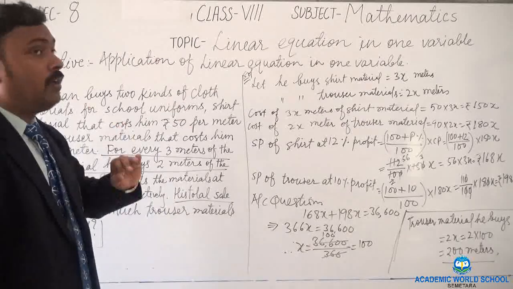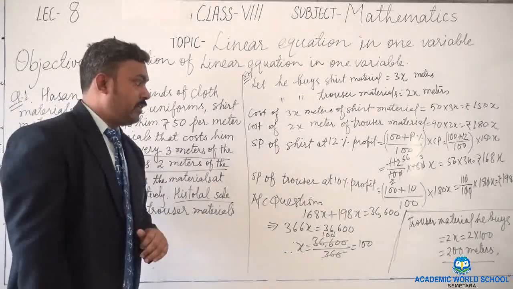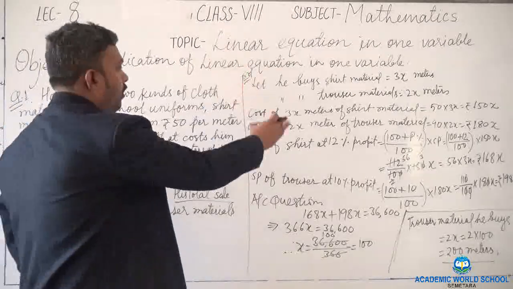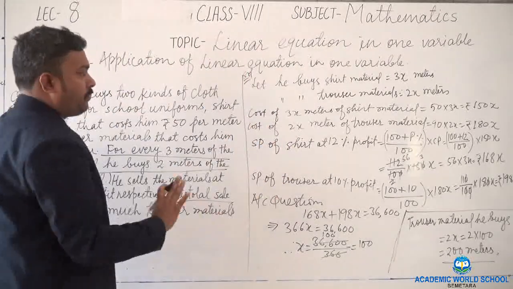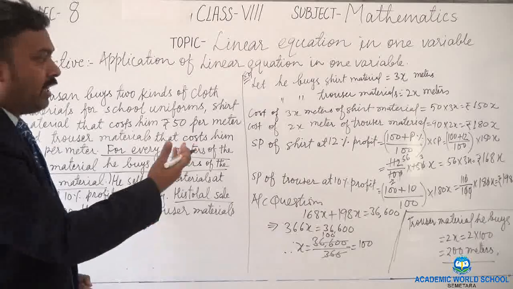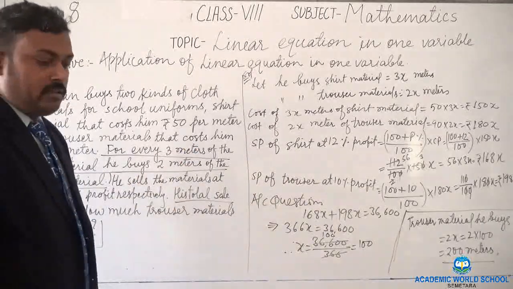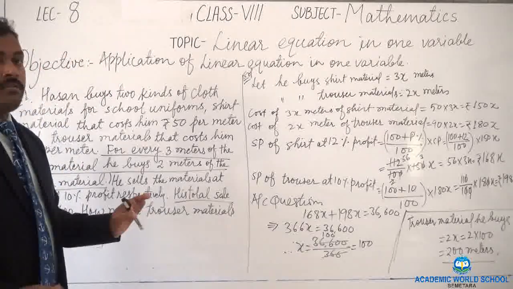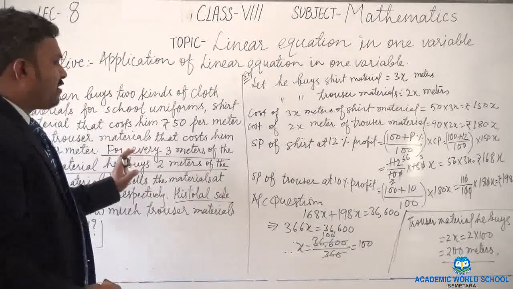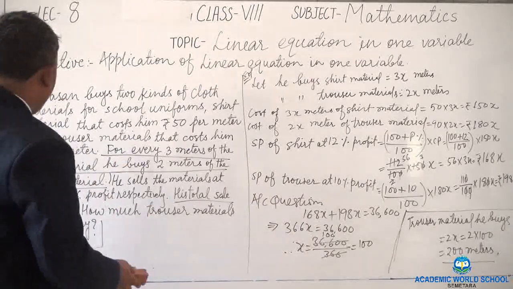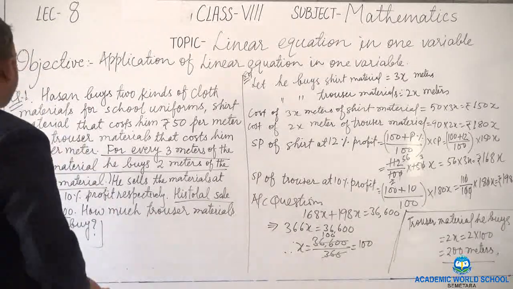Again, you can find how much shirt material he bought. Okay, so it's very clear. Just form the statement. Then with the help of the statement, you form the equation. And after getting the equation, you solve the equation and you get the required values. Right? So it's a very simple way to do this kind of question. Okay, fine. So we'll move to the next example.